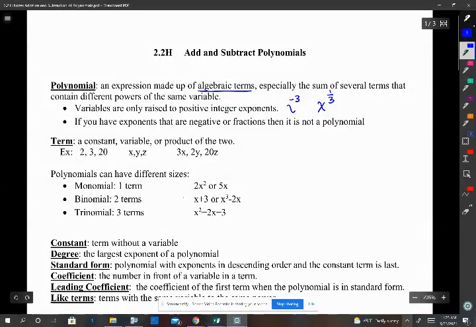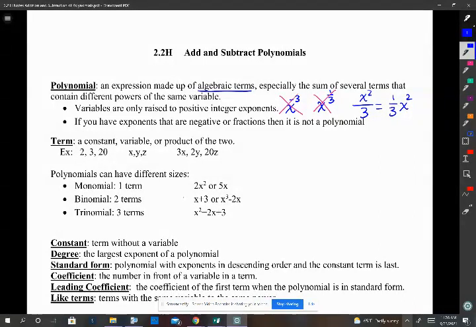Okay, so we want to keep track of those little things that determine if it is a polynomial or not. So again, -3 is not because it's a negative exponent. All right, and then 1/3 is not because it is a fraction exponent. Now, if you had, let's say, x squared over 3, that's a polynomial because this is really the same thing as 1/3 x squared. So we just want to make sure that you understand that it's the exponent that we're looking at. If the exponent is negative, it's not a polynomial. If the exponent is a fraction, it's not a polynomial.